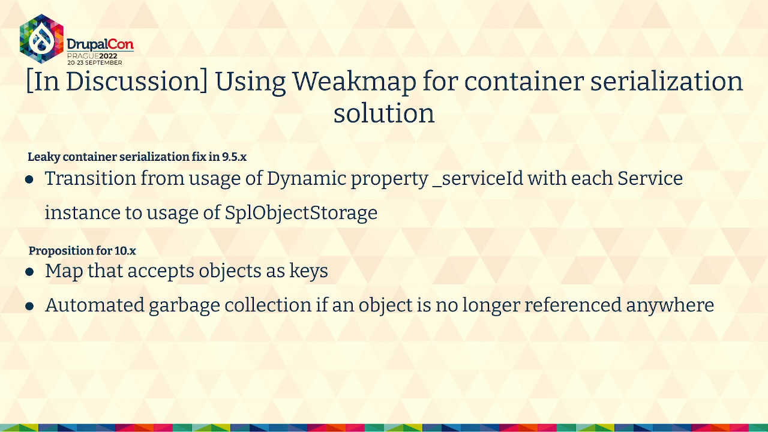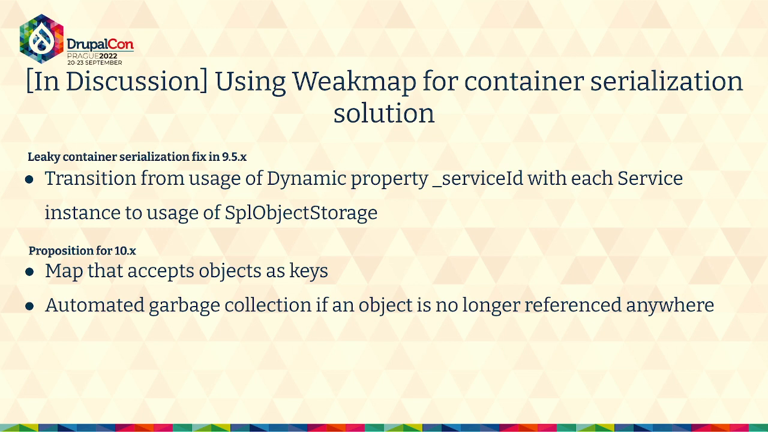Proposition for 10.x is to use weak maps. Now, the basic difference between special object storage and weak maps is that special object storage stores your hard references, whereas weak maps store weak references, which means that weak maps would do garbage collection on their own. A weak map would check if an object is no longer referenced by a piece of code, and go ahead and remove it from the memory, right?